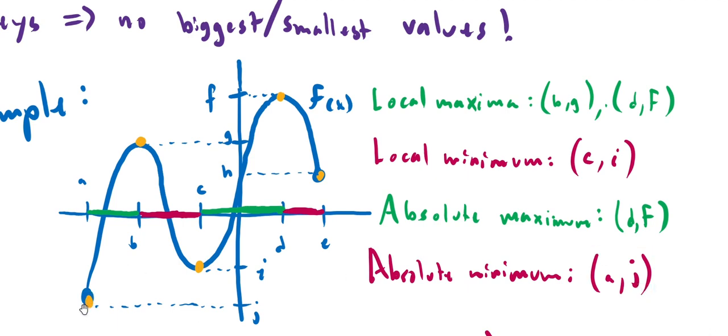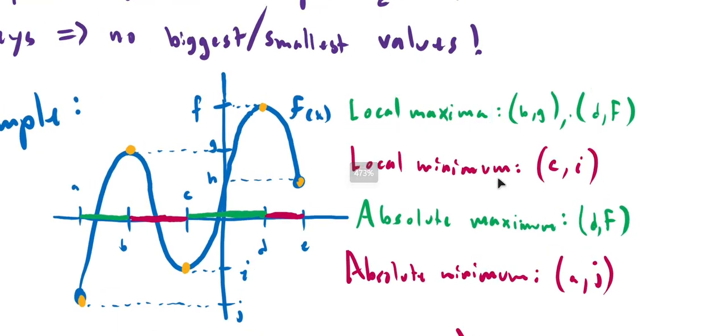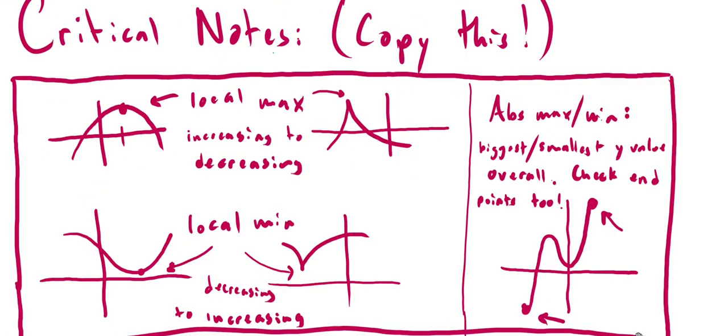So a j is the absolute minimum. And the difference between maxima and maximum, right? Maxima is the plural and maximum is the singular. So here's some more critical notes.